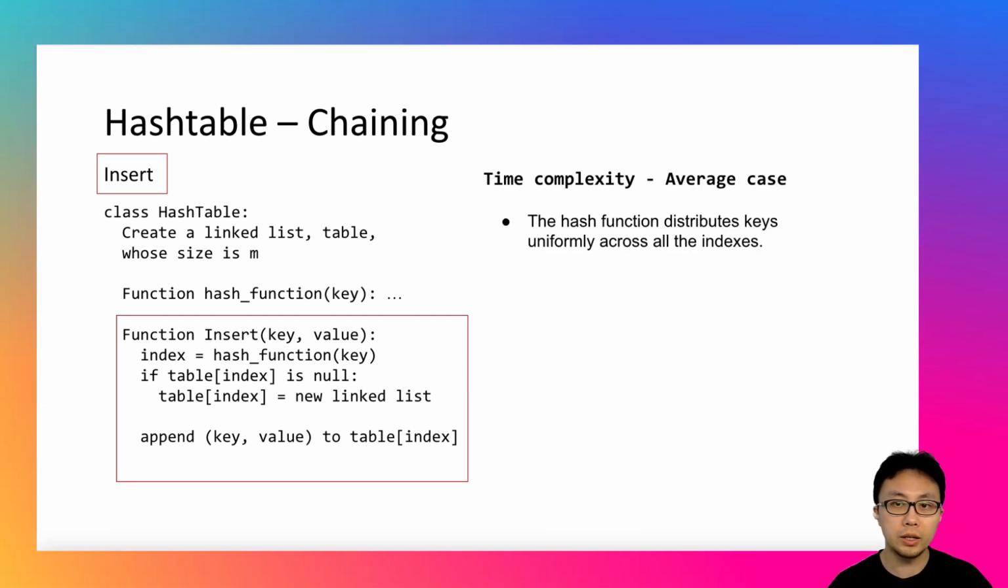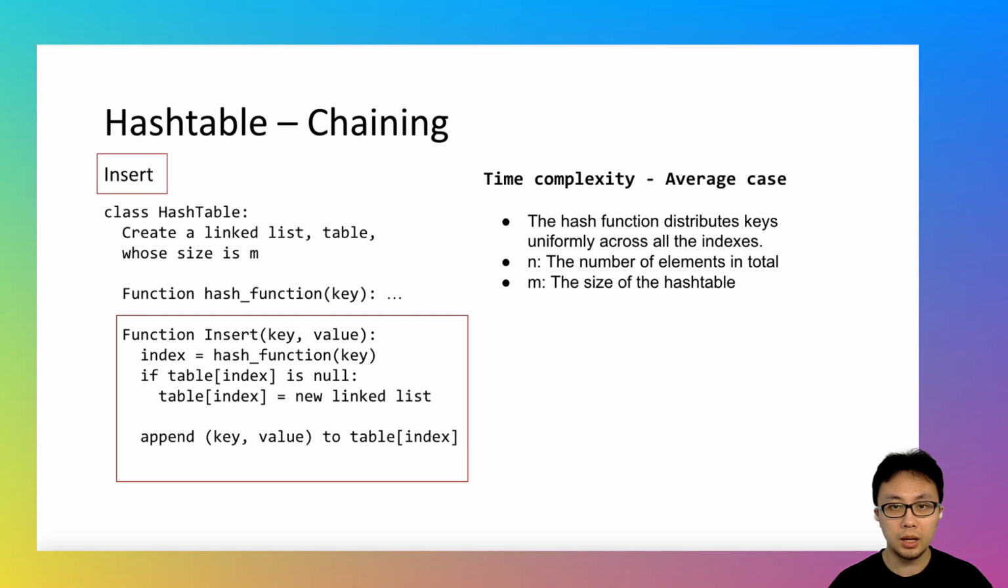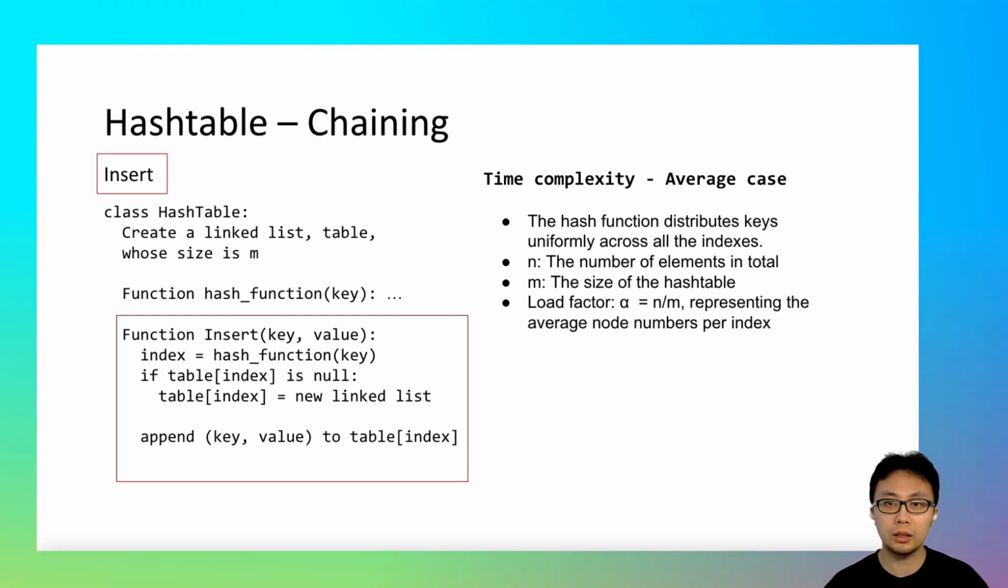Now, let's talk about the average case of the insert method. The key assumption for the average case analysis is that the hash function distributes keys uniformly across all the indexes. We will assume that a hash table contains n nodes in total, and the size of the data storage is m. Then, same as what we covered on open addressing, the load factor alpha is calculated as n divided by m. The load factor measures how full the hash table is in general. To be specific, when chaining is used, the load factor alpha also represents the average number of nodes per linked list, or say per index, because we assume that the hash function distributes keys uniformly.